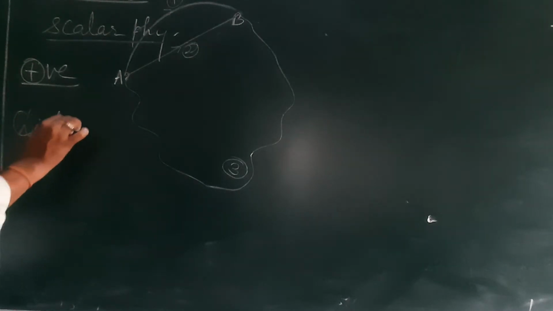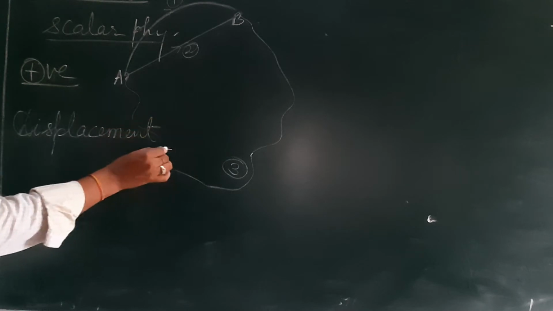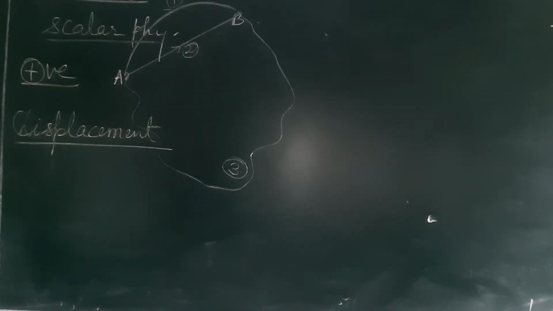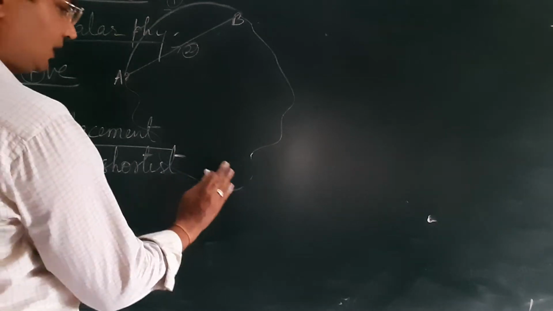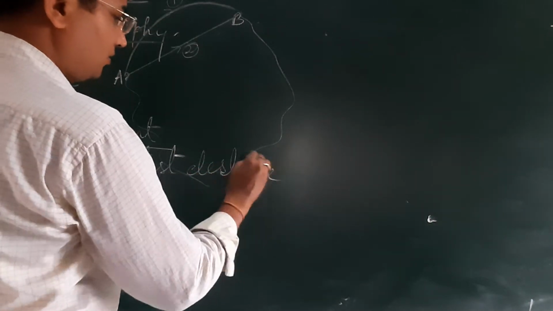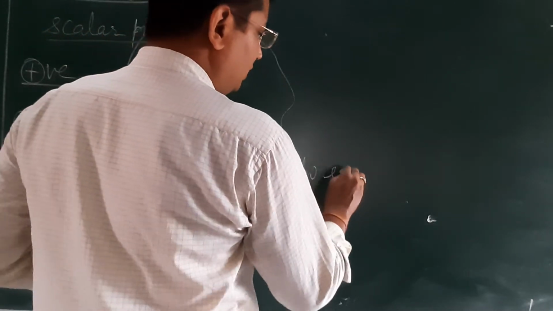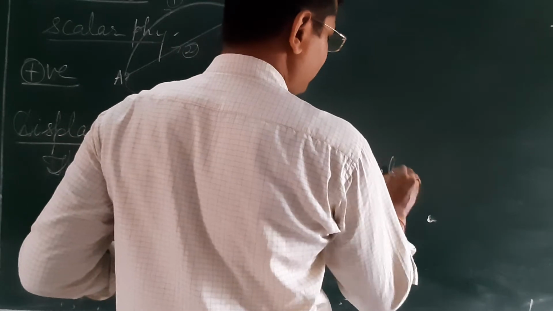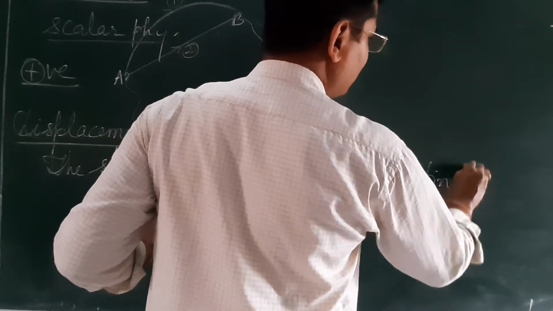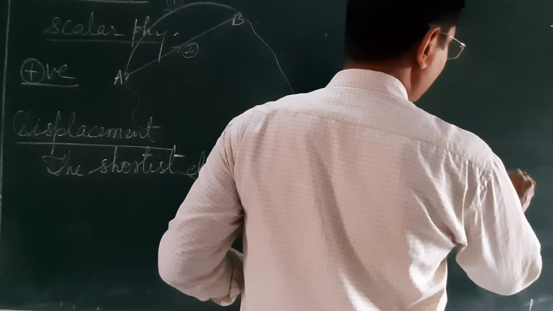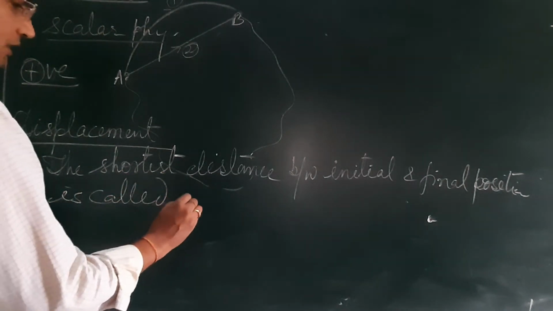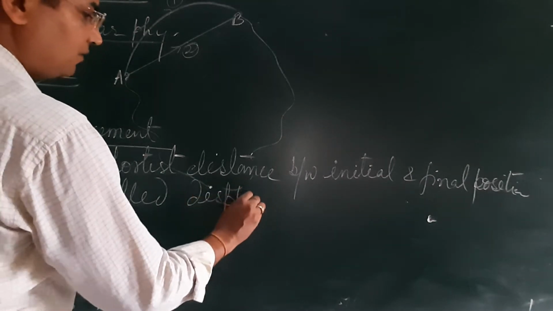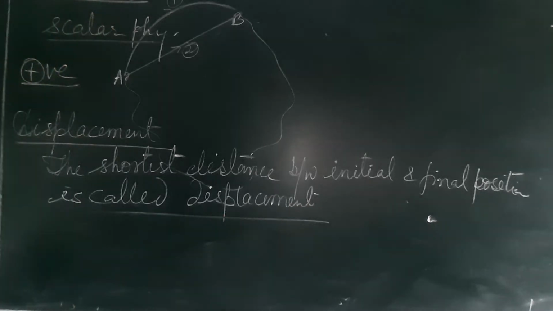What is displacement? The shortest distance between initial and final position is called displacement.